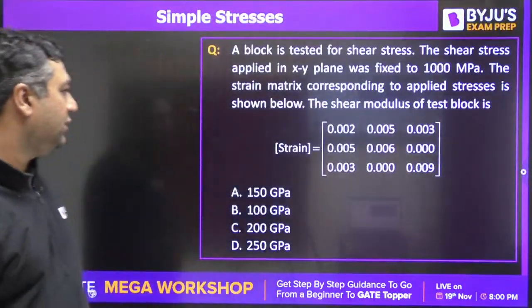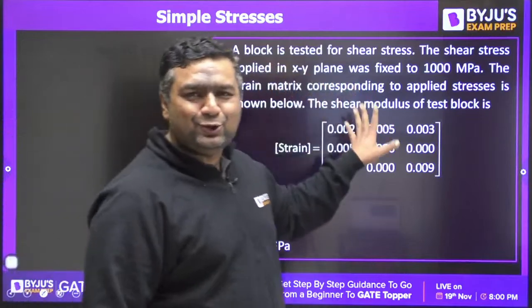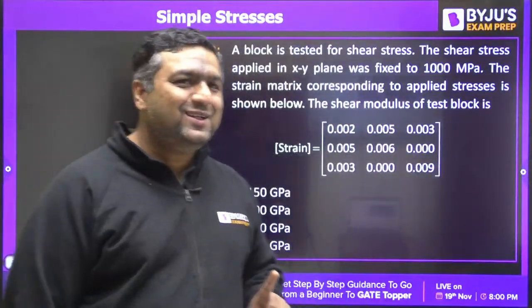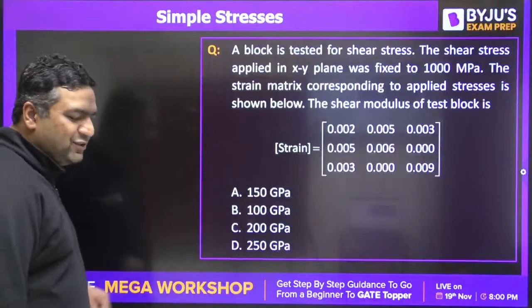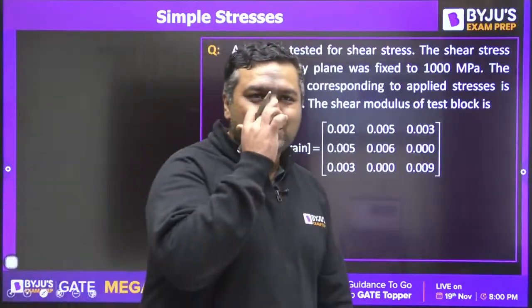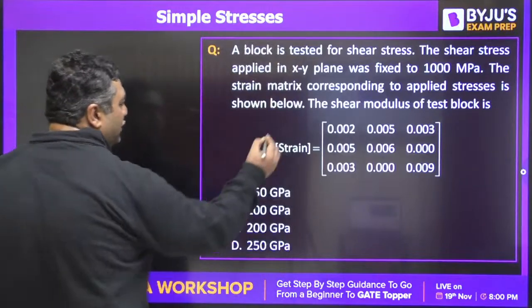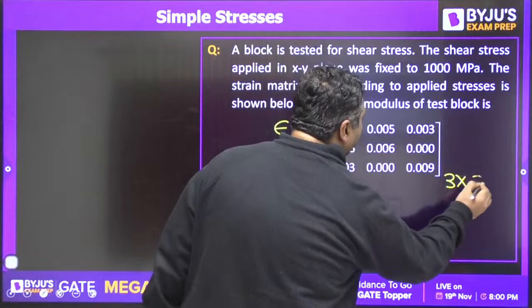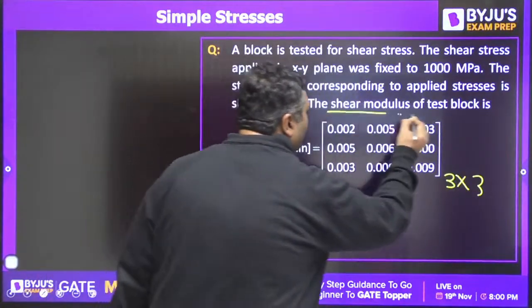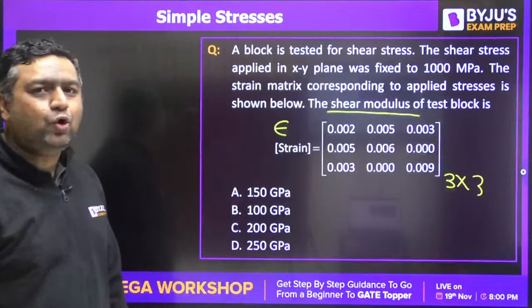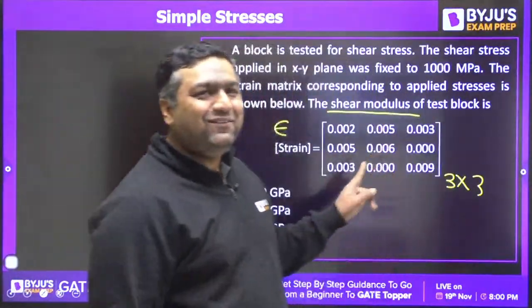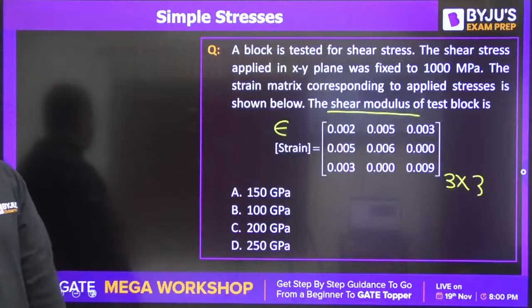Yes. Next question. This is a slightly easy question because every question in GATE would not be difficult. So I am expecting you will be giving the right answer for this also. Here they have given you the value for the strain matrix. This is a 3 cross 3. They are asking you the shear modulus. This time I am not going to help you even. So I am expecting you will give the right answer for this problem.